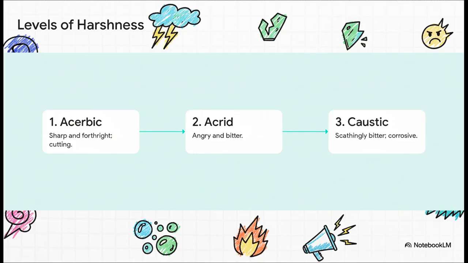An acerbic comment is sharp, like a witty but kind of mean joke. Acrid adds a layer of bitter anger to it. But a caustic remark? Wow, that is designed to burn. It's corrosive. It's meant to do real damage. So think of it as going from sharp to bitter to full-on acid.